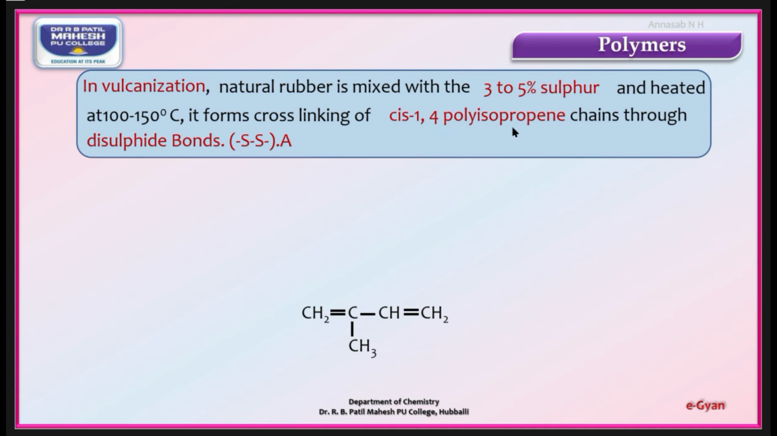cis-1,4 polyisoprene. So there is a formation of cross-linking. It was earlier linear, now it becomes cross-linking of the 1,4 polyisoprene chain through disulfide bonds, that is S-S. Two sulfur groups are bonded. So here we have the structure of isoprene, CH2 double bond C, CH3, CH2. It is isoprene, 2-methyl 1,3-butadiene, which undergoes the formation of polymers.